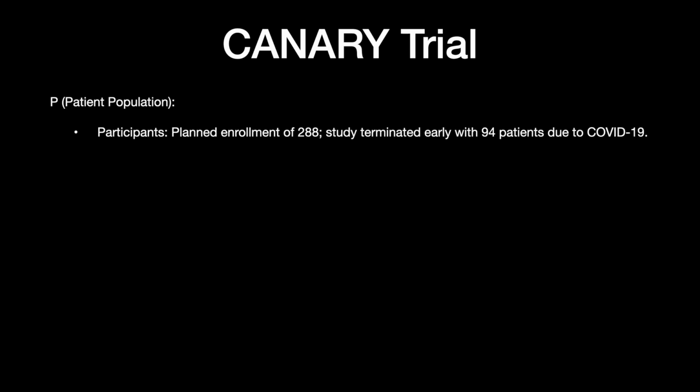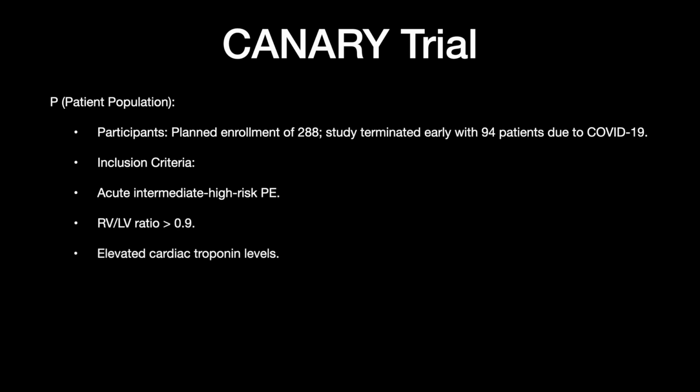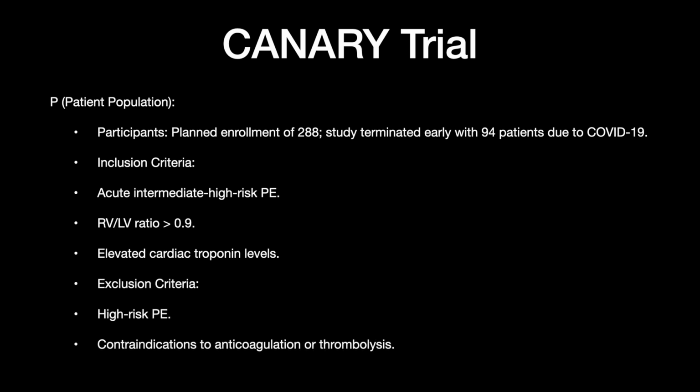And finally is the CANARY study. It is a study which was planned with 288 patients, terminated early with just 94 patients due to COVID-19. And the inclusion criteria is acute intermediate high risk patients with RV to LV ratio more than 0.9, elevated cardiac troponin levels. The exclusion here is high risk PE and contraindication to anticoagulation and thrombolysis.